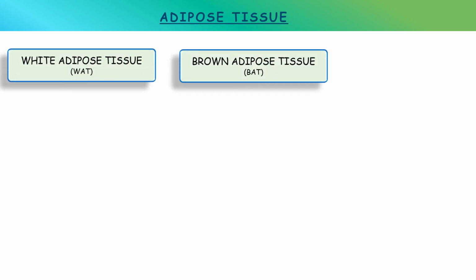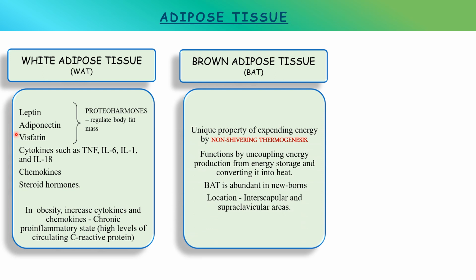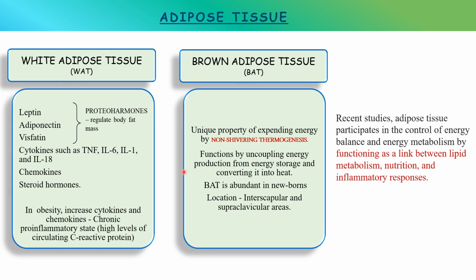So, having understood how the mechanism works, let us understand in a little more detail the signals generated from the afferent pathway. So, the very first signal that we saw was from adipose tissue. We have two kinds of adipose tissue in our body, white adipose tissue and brown adipose tissue. White adipose tissue consists of proteohormones which regulate the body fat mass, and the most important of these hormones are leptin and adiponectin. The brown adipose tissue is the good adipose tissue. It is found abundantly in newborns, and it has a very unique property of non-shivering thermogenesis.